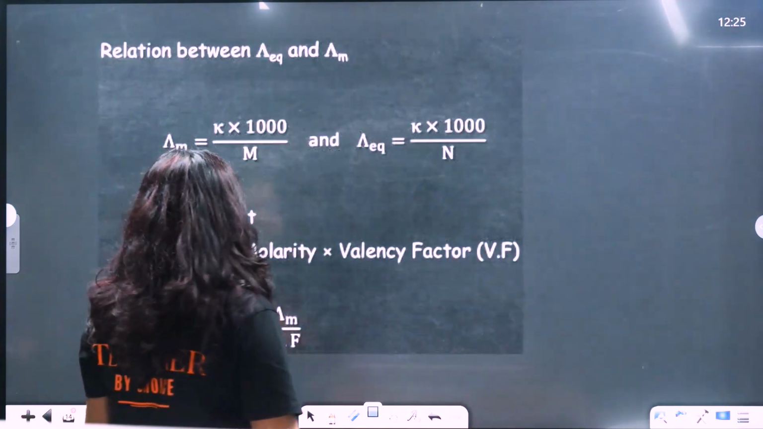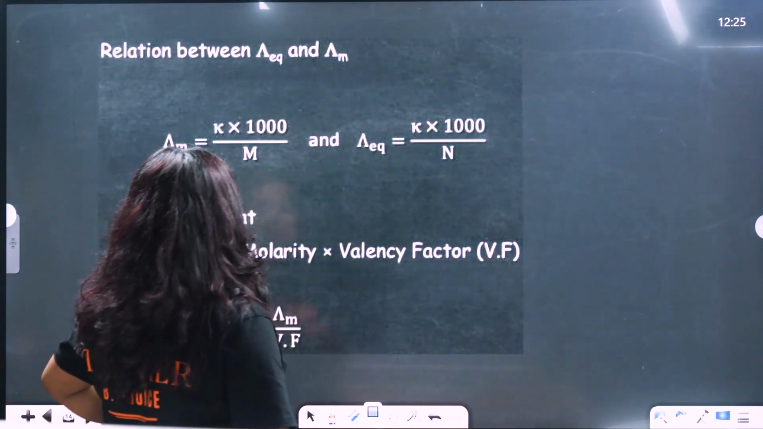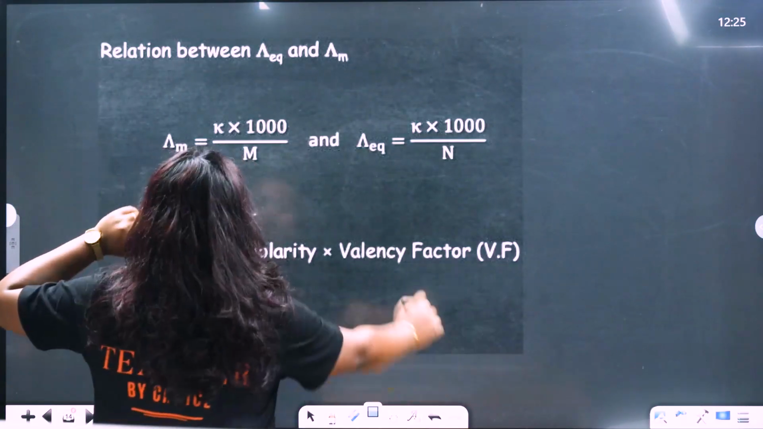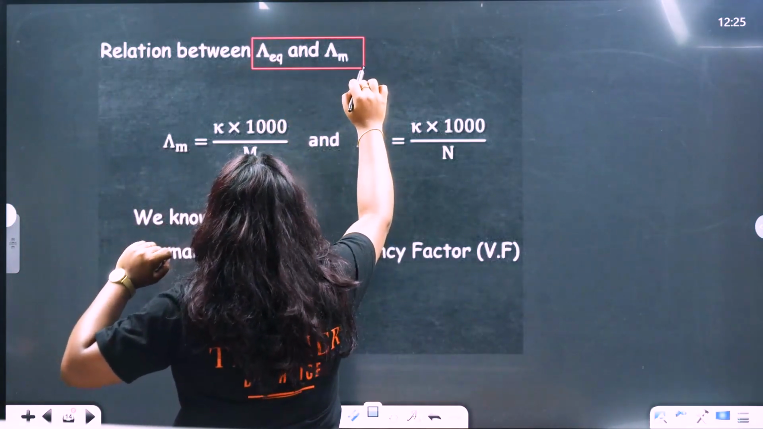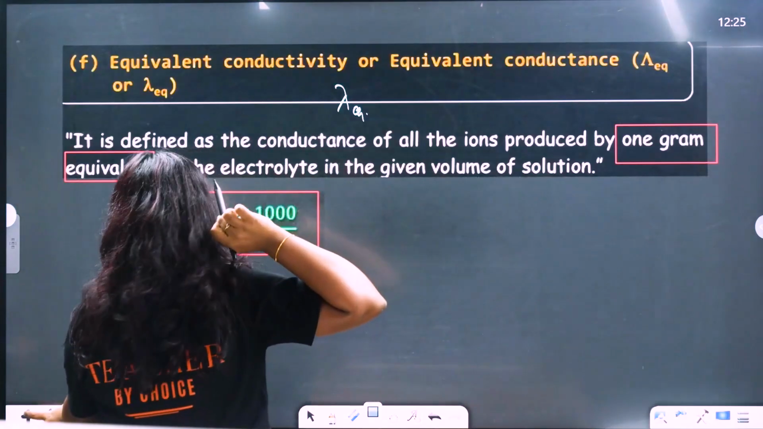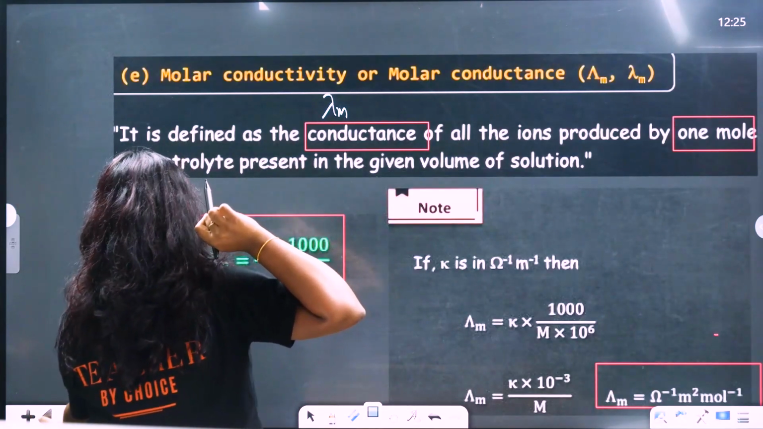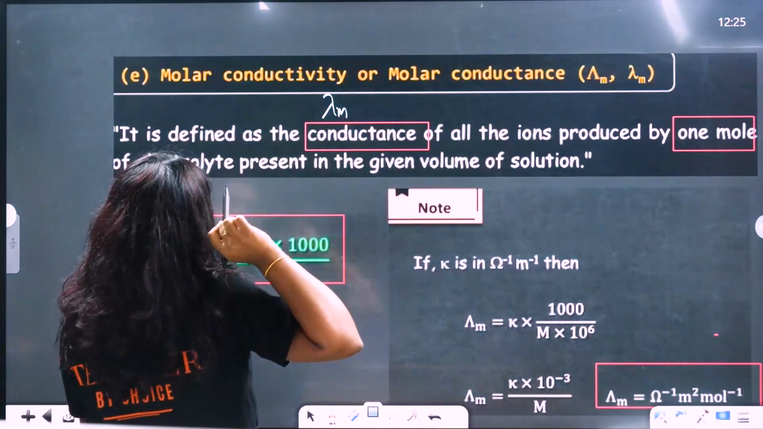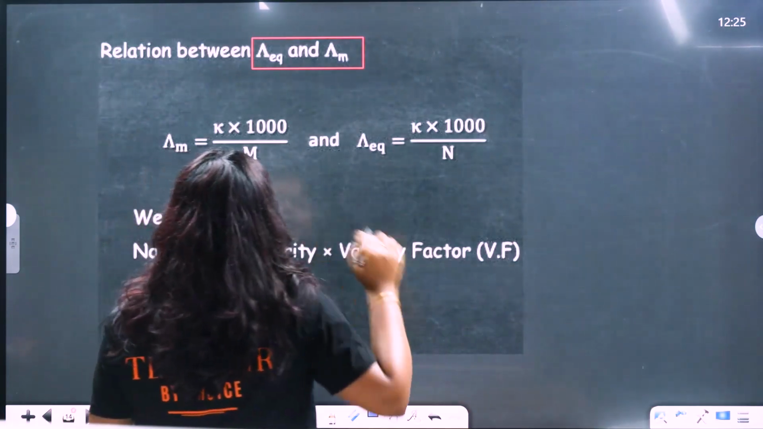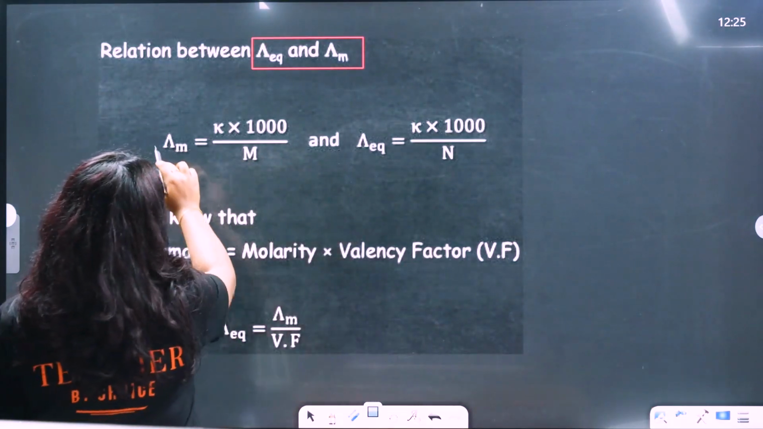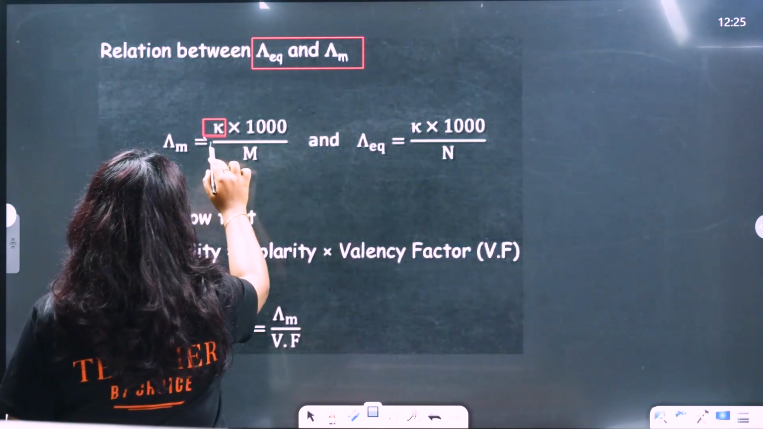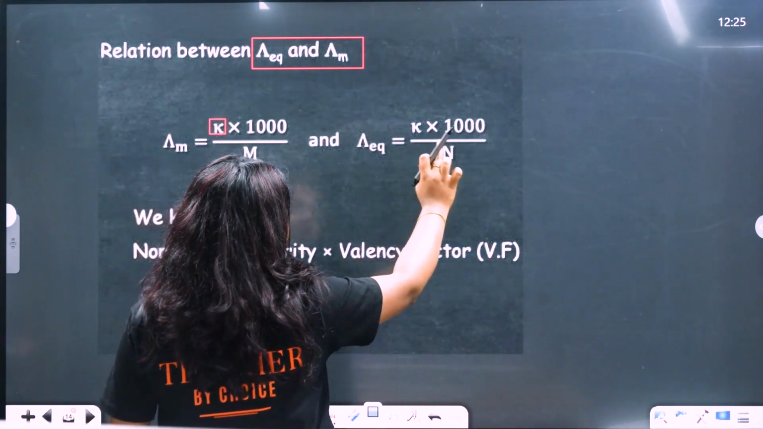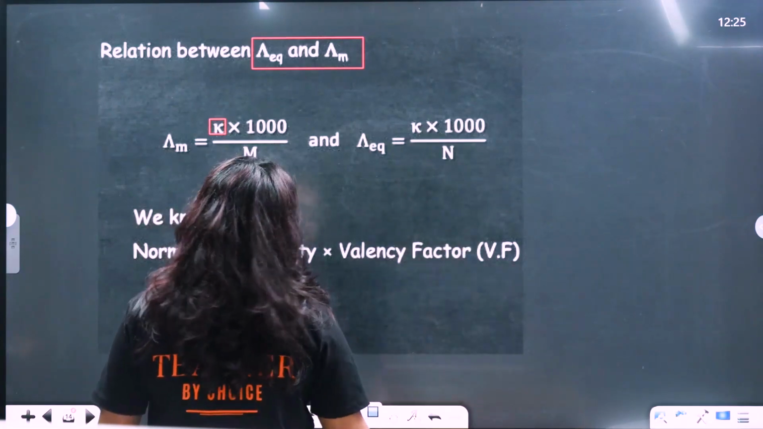N means normality. The relation between these is also very important, children: the relation between equivalent conductivity and molar conductivity. So we know that molar conductivity is equal to the conductivity into 1000 by M, and equivalent conductivity is equal to the conductivity into 1000 by N, which we already know.